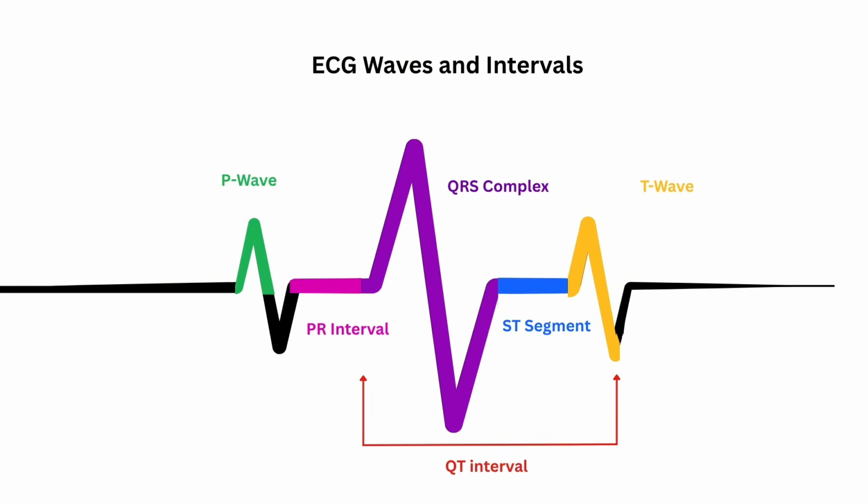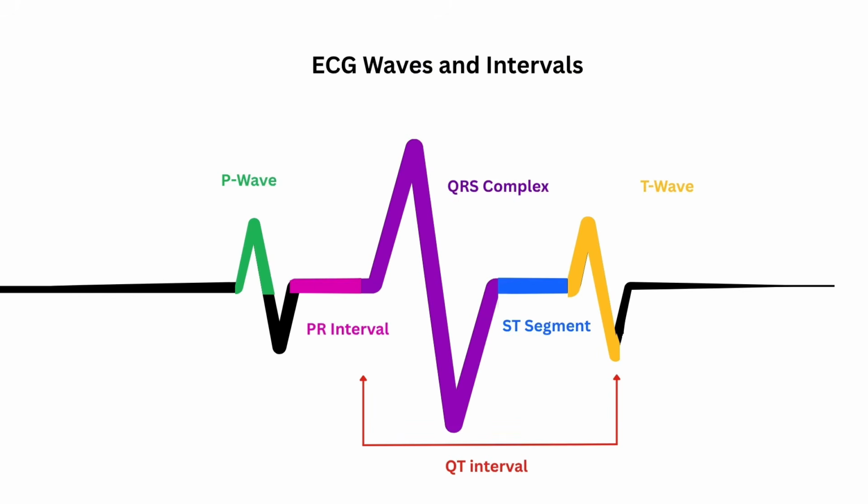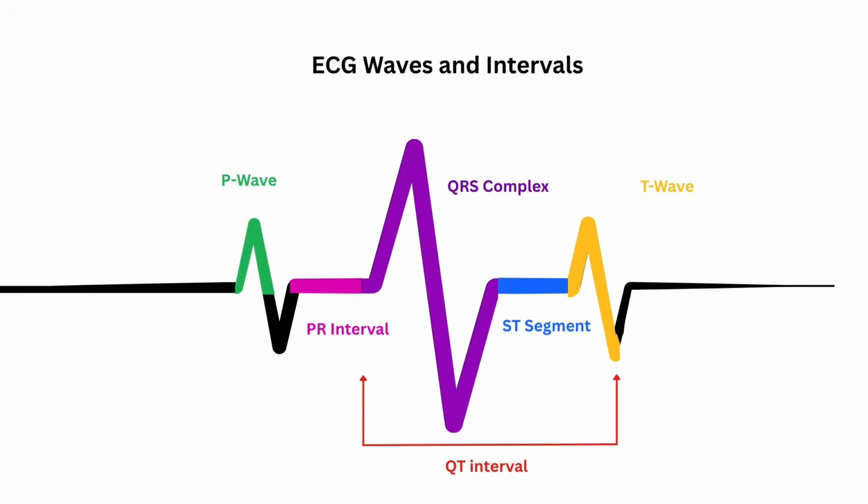While reading a normal EKG, the first wave you encounter will be the P wave. It signifies the beginning of a cardiac cycle. The P wave is initiated by the SA node and represents atrial depolarization. This is when the atria contract. Next, the QRS complex. This represents ventricular depolarization, or ventricular contraction. The T wave represents ventricular repolarization, or when the ventricles relax.